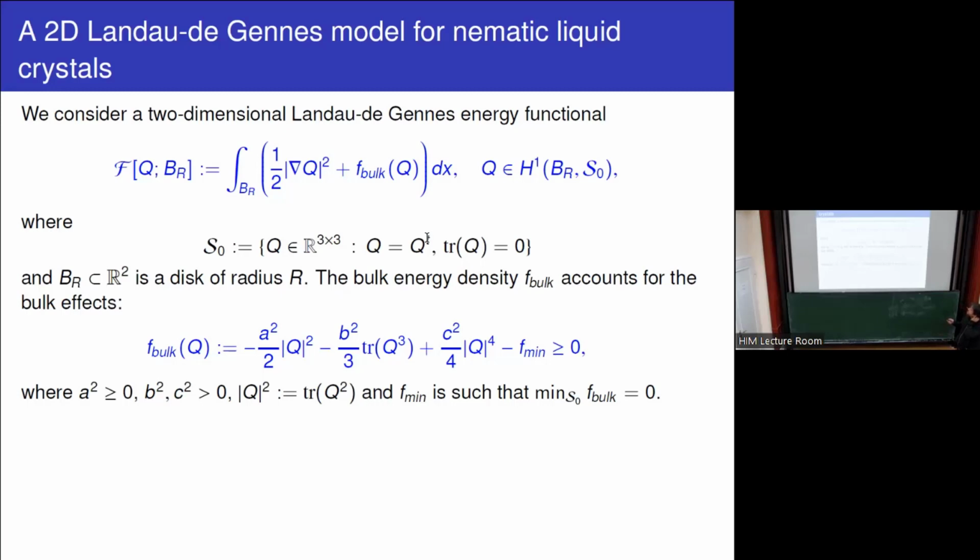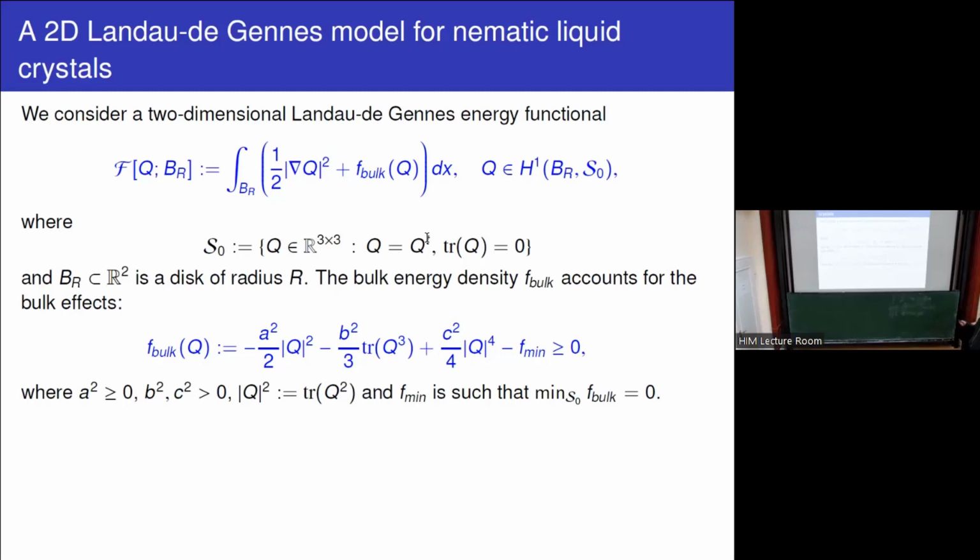And then the energy is just as simple as one can imagine. So this is the gradient of Q squared. Q is a function in H1, defined on this two-dimensional domain, which goes into S0, which is just the space of 3 by 3 symmetric and traceless matrices, the Q tensor. And in here you have the gradient of Q squared, which is the gradient squared of each component Qij, where i and j go from 1 up to 3, with summation over all components.